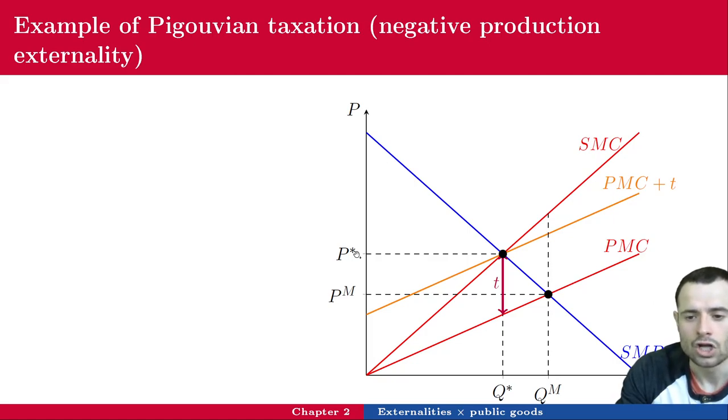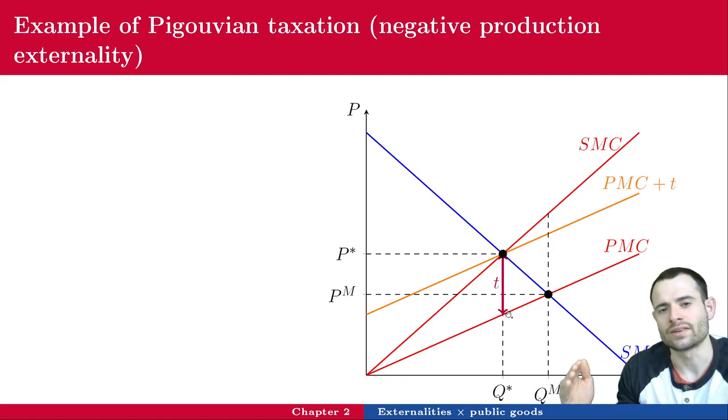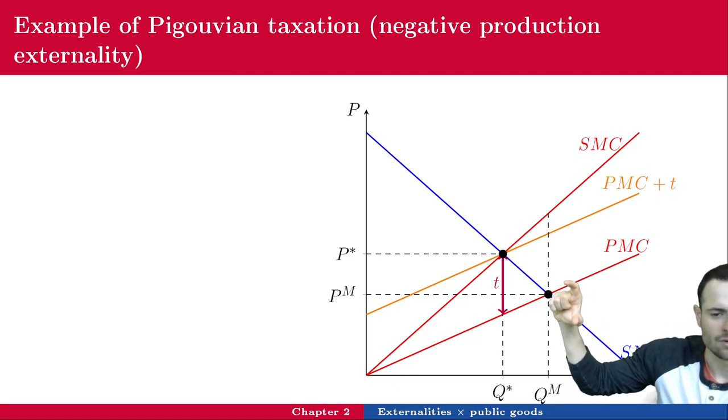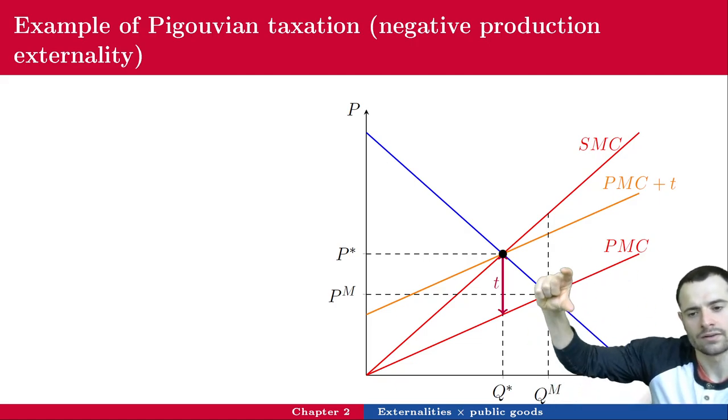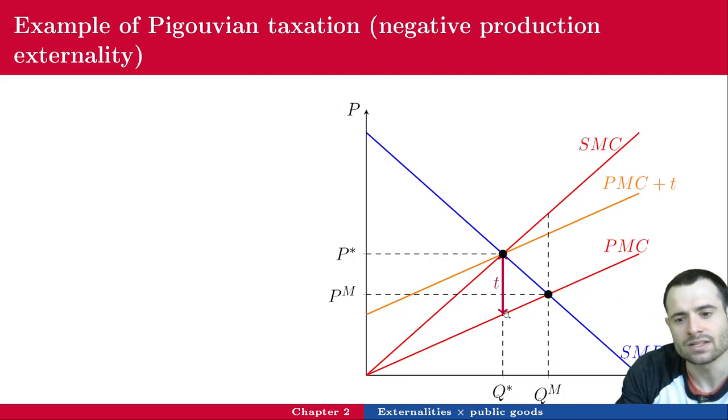Now, charge a tax exactly equal to the difference between SMC and PMC when you are at Q star. So the tax could be this T here. But this tax is a tax for each unit. It is the same amount per unit, like 50 cents for each unit. So what's going to happen is, it is going to raise the private marginal cost of the firm to the orange curve here, PMC plus T.